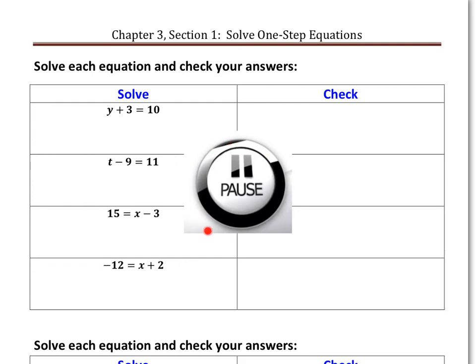Okay, if you want to keep going with these notes and see if you want to practice using inverse operations to solve and check for the unknown, you are welcome to do so. Otherwise, you can end this video and we can do these in class.